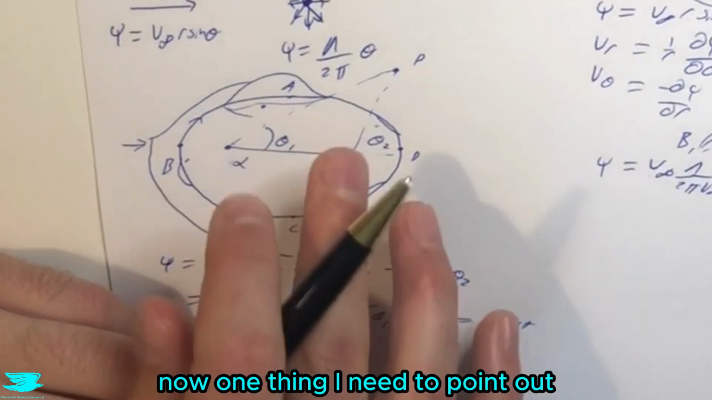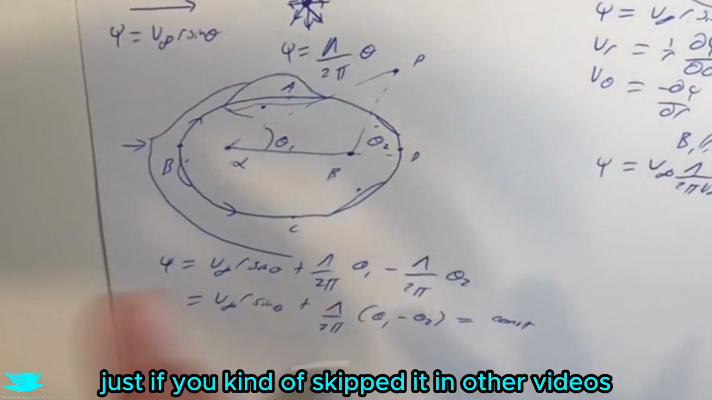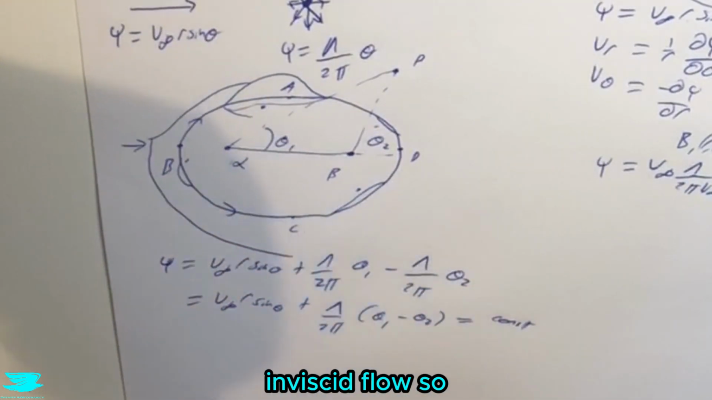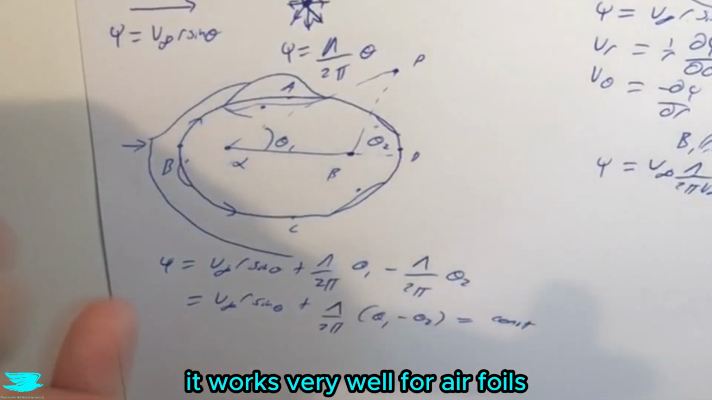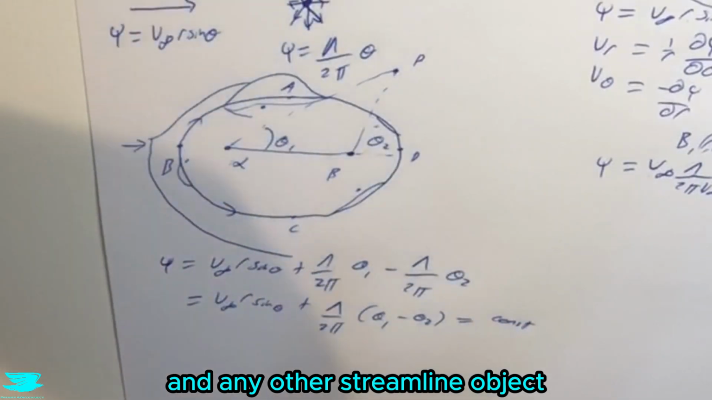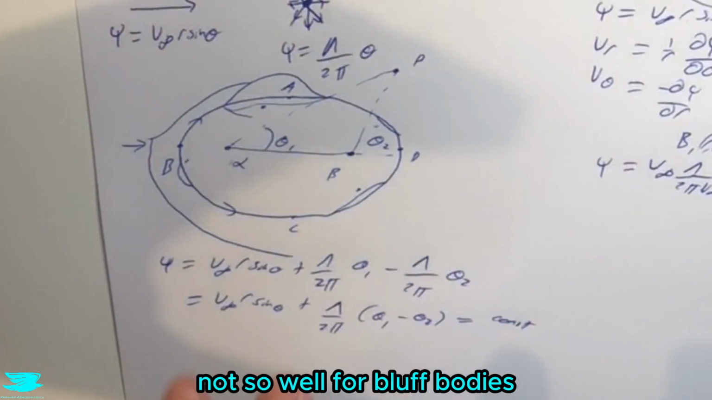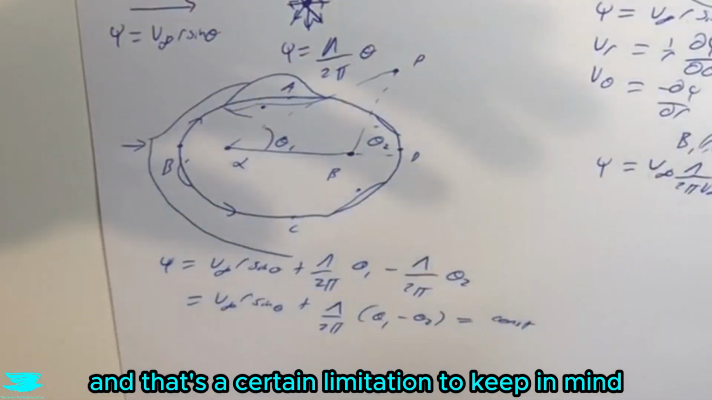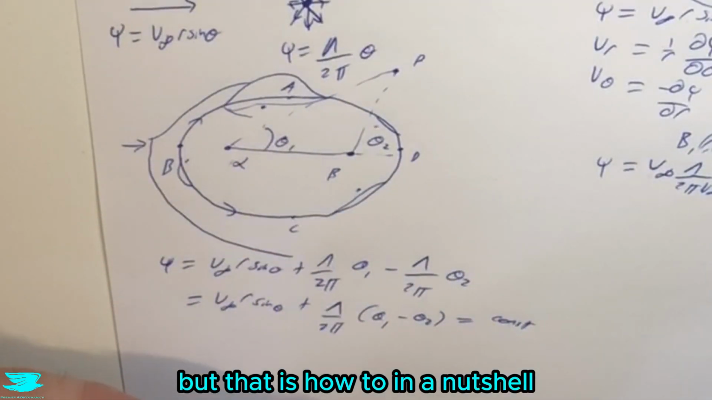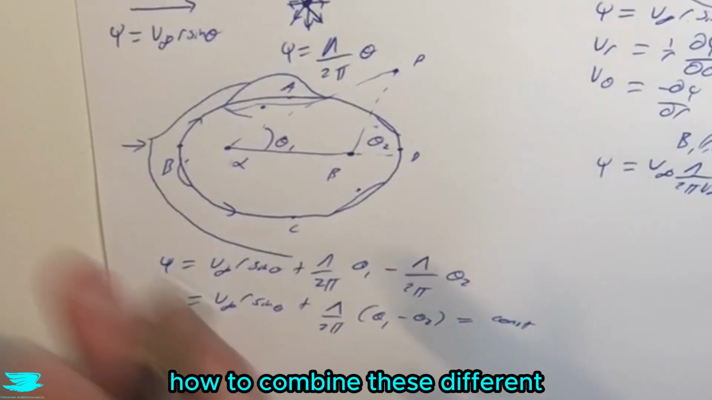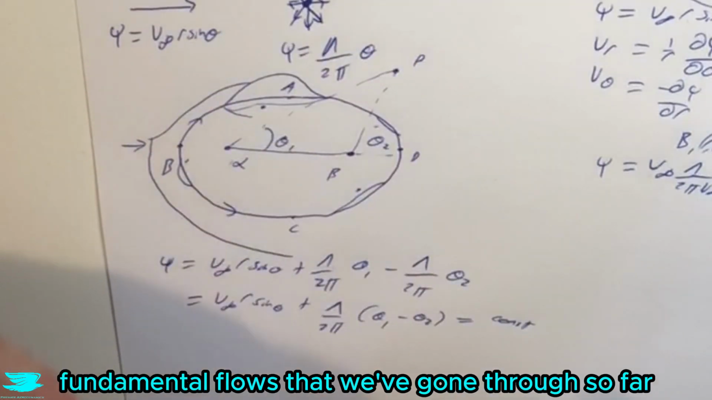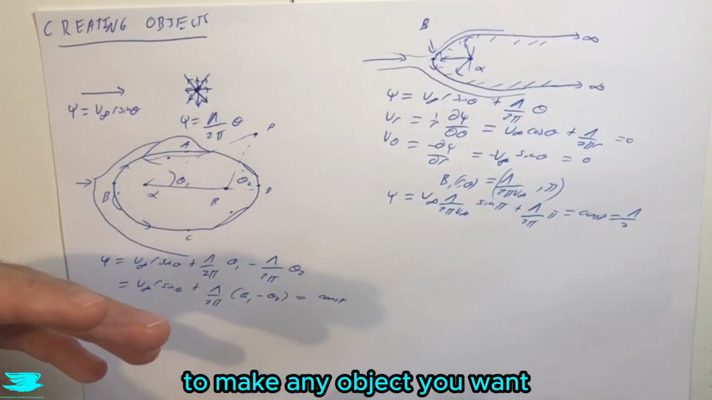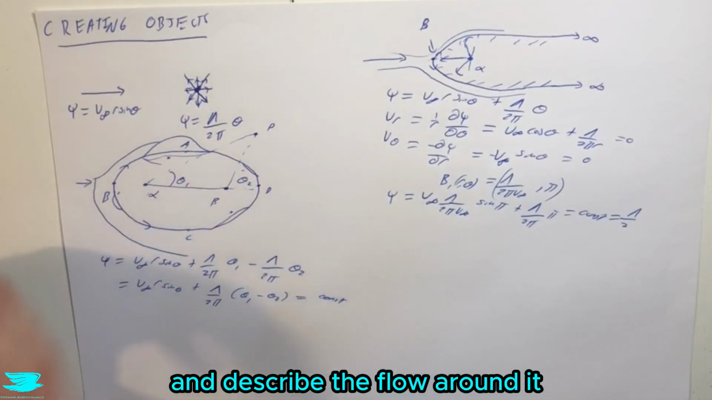Now, one thing I need to point out, just if you kind of skipped it in other videos, this is for a 2D irrotational, inviscid flow. So it works very well for airfoils and any other streamlined object. Not so well for bluff bodies for certain Reynolds numbers. For other Reynolds numbers, it does work very well, and those are certain limitations to keep in mind. But that is, in a nutshell, how to combine these different fundamental flows that we've gone through so far to make any object you want and describe the flow around it. So that's it for this video.